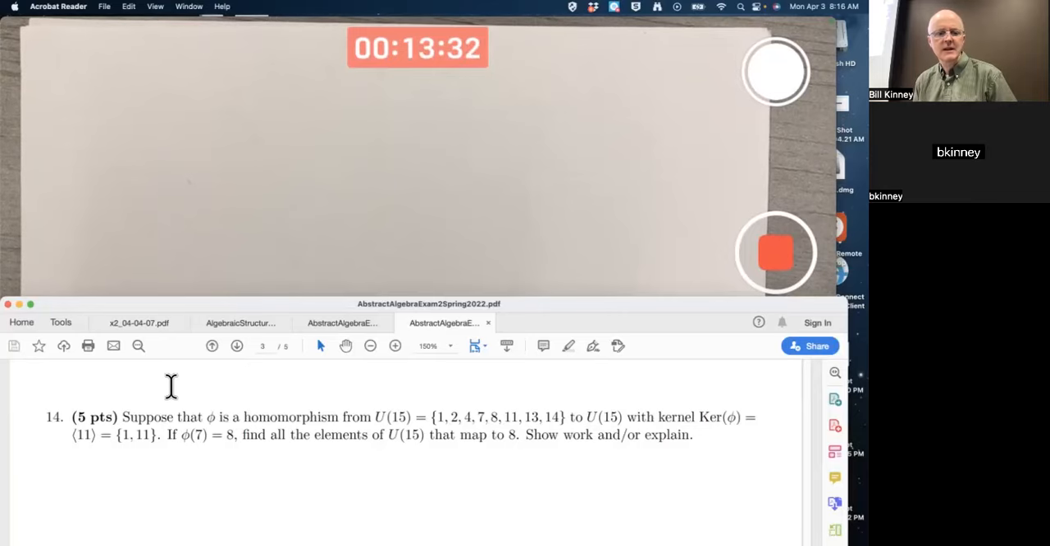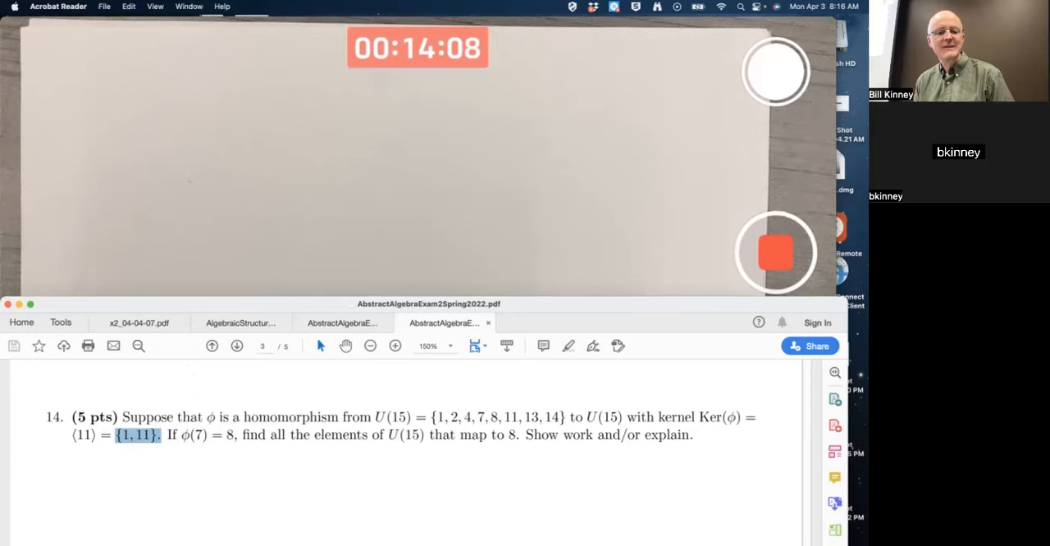Suppose that phi is a homomorphism from U15 to itself, and the kernel consists of the elements 1 and 11. By the way, remember kernels are subgroups. So that should be a subgroup if this is going to be a valid kind of problem. And you can double check in your mind here: 11 has order 2, 11 squared is 121. 121 mod 15 is 1 because 15 does divide evenly into 120, right? Double check that, yeah.